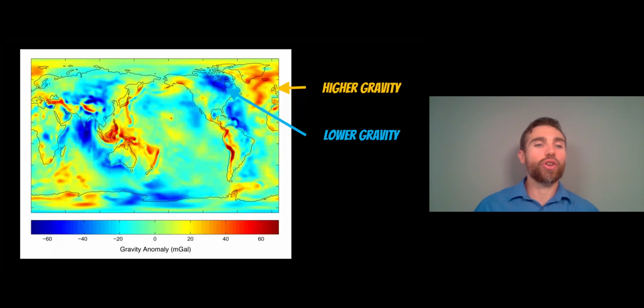So just to note one example here, you can see you've got blue regions, red regions, bits in between.